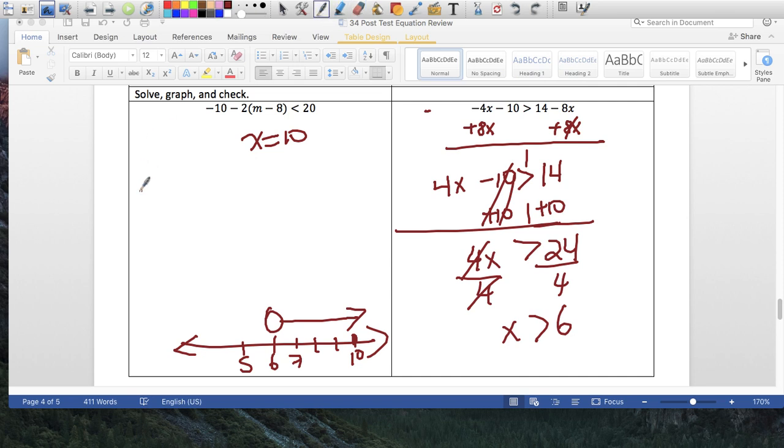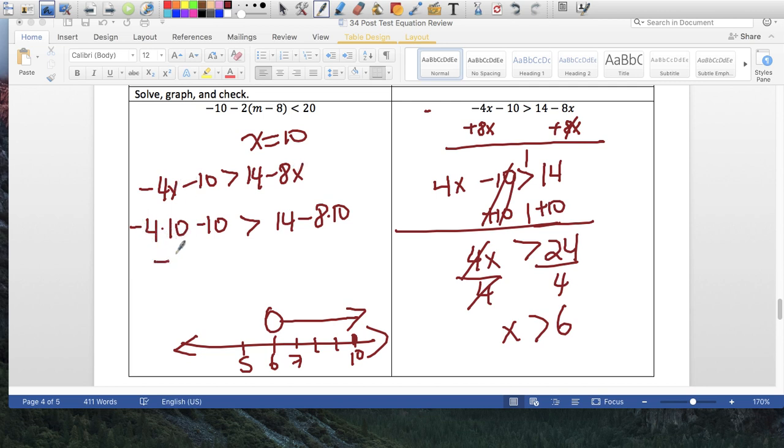So I'm going to get negative 4x minus 10 greater than 14 minus 8x. Wherever you see an x, I'm going to replace it with 10. So negative 4 times 10 minus 10 greater than 14 minus 8 times 10. I replace the x with 10.